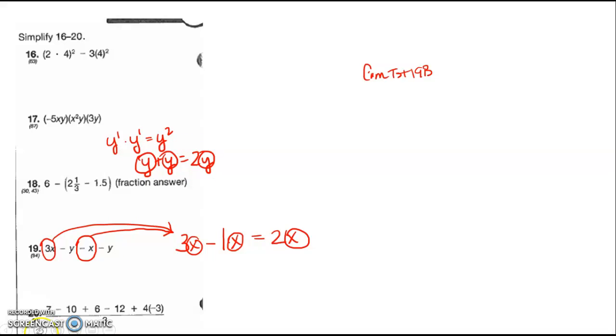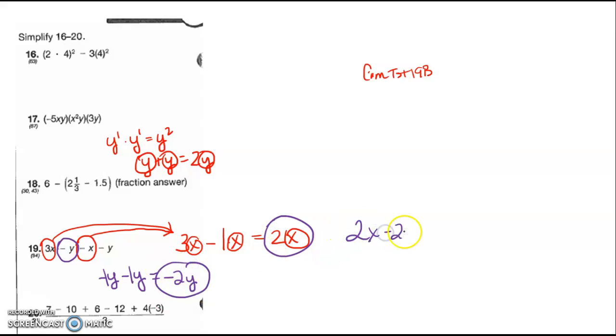Okay. Let me change colors so I can do the y's. So I have negative y minus y. And if I have 1 in front of them both, I'm going to get negative 2y. So I got to put this and this together. So I have 2x minus 2y, and that's the answer.